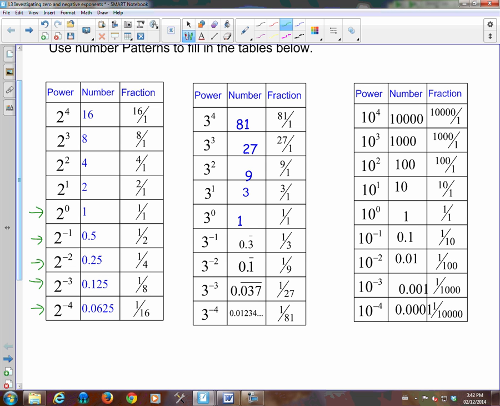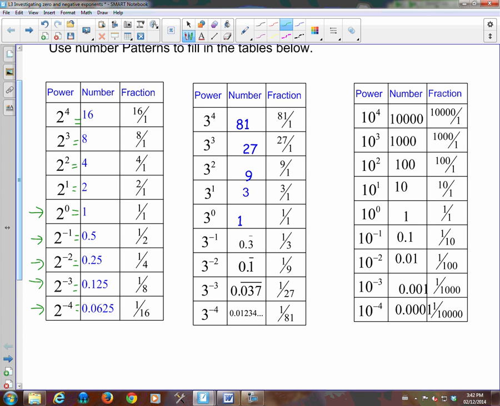So if you're filling in your tables, you should have been able to fill in your powers. You could have typed it in your calculator and got 2 to the 4 equals 16, 2 to the 3 equals 8, 2 to the 2 equals 4, 2 to the 1 equals 2, 2 to the 0 equals 1, and so on down the table.